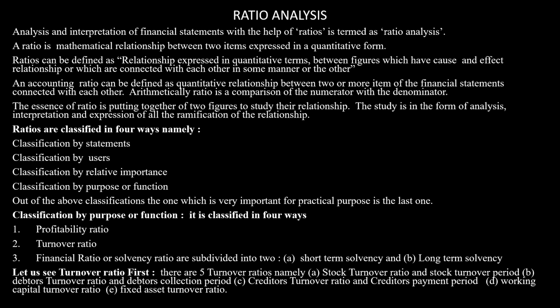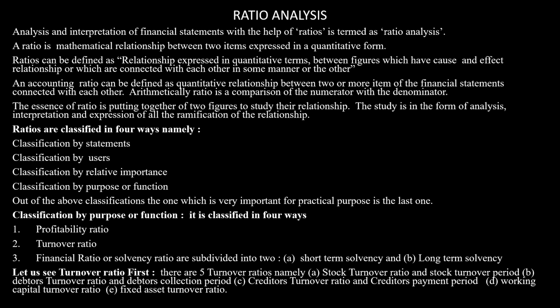Classification by purpose or function is divided into 3 ways, sorry, not 4: profitability, turnover, and financial ratios. Financial ratio is subdivided into short-term solvency and long-term solvency. Of these 3, we are going to see the turnover ratio first. The turnover ratio has 5 subdivisions.